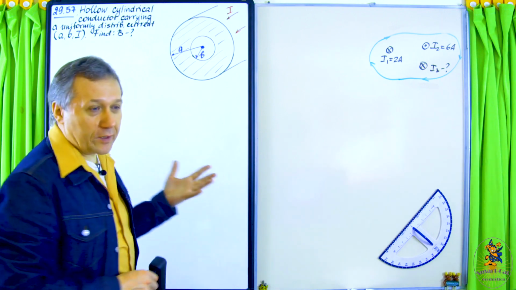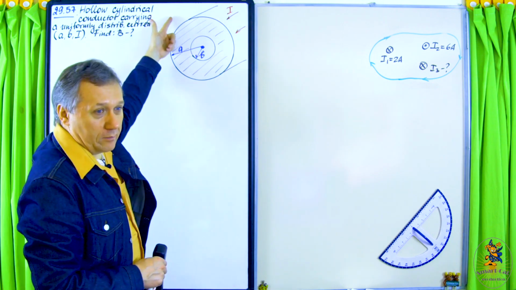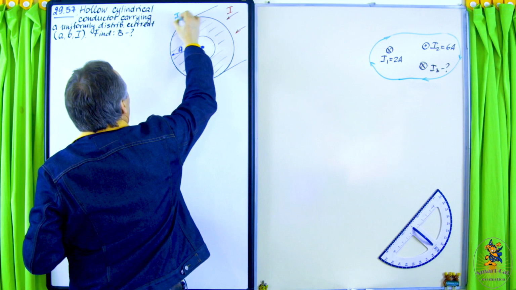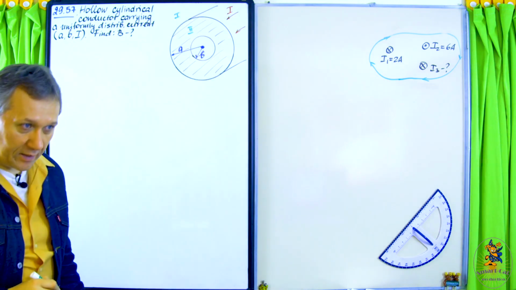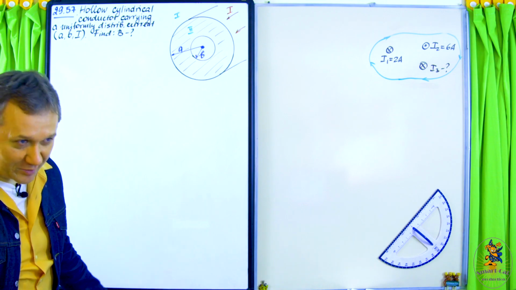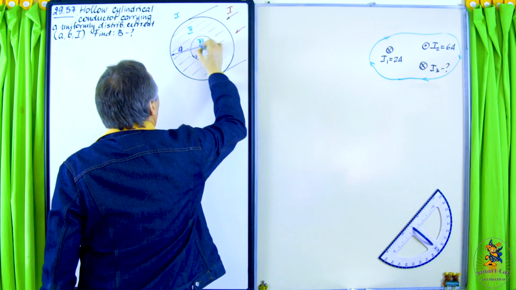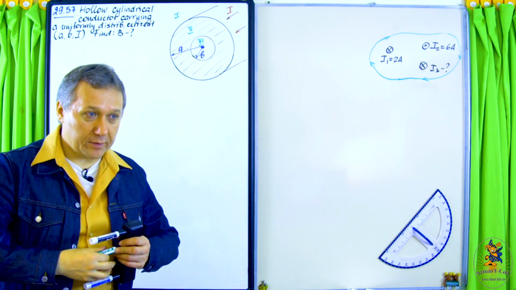And we need to find the magnetic field everywhere in the region 1, outside. Let me start labeling it region 1. Then region 2 will be in the metal, so it's a conductor. Since we have a current, there must be a conductor. And region 3 in the hole. So we need to find magnetic fields in all these three regions.